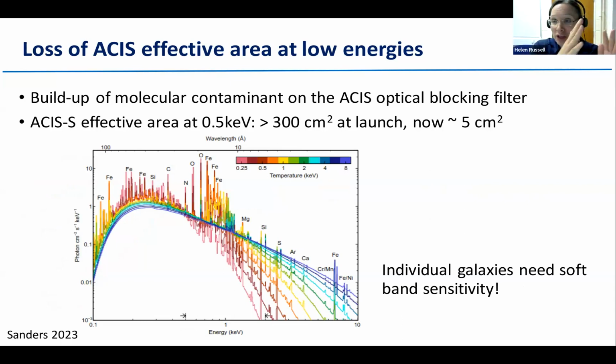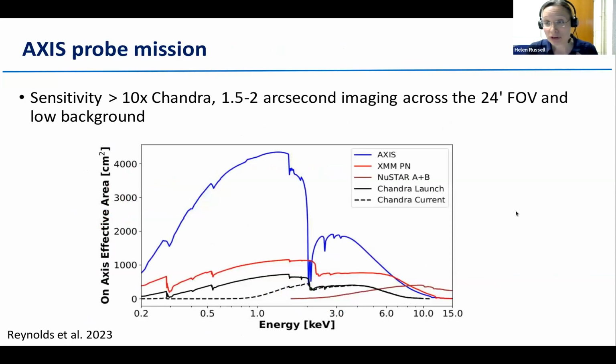And we just squash all the emission down into the soft band. So this is where we need to be looking for our individual galaxies, and this is exactly where we've lost our effective area, which is very sad. But it brings me on to talking about AXIS.